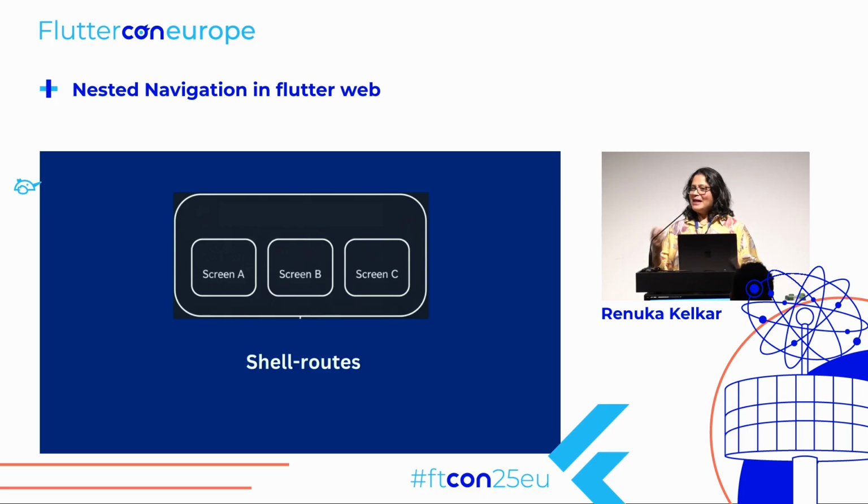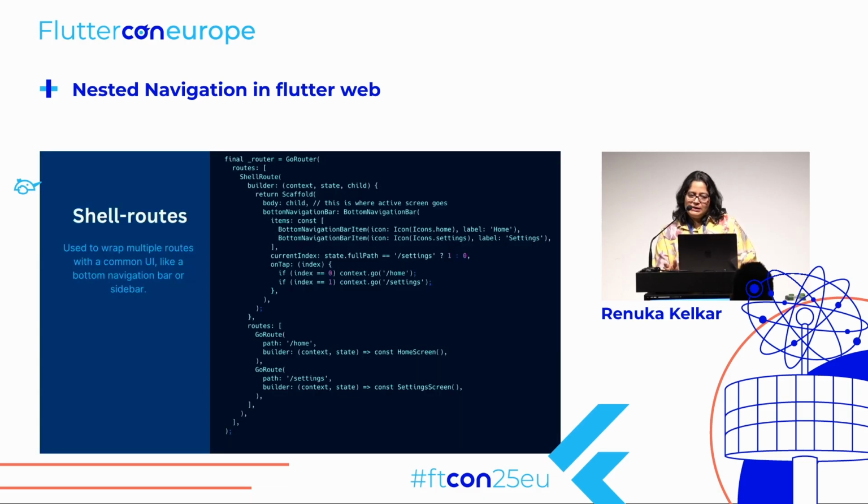So I was experimenting with that as well, because I had already done so much, and then I said, oh, let's go deep and experiment again with the shell routes. Shell routes wrap multiple routes with the common UI. It helps us with the bottom navigation, sidebar, and other stuff. And you can see here I'm using the bottom navigation bar, and whatever the child of your body is, it will render according to the current index of the state. It will render that page through the Go router. So this solution looks really good.